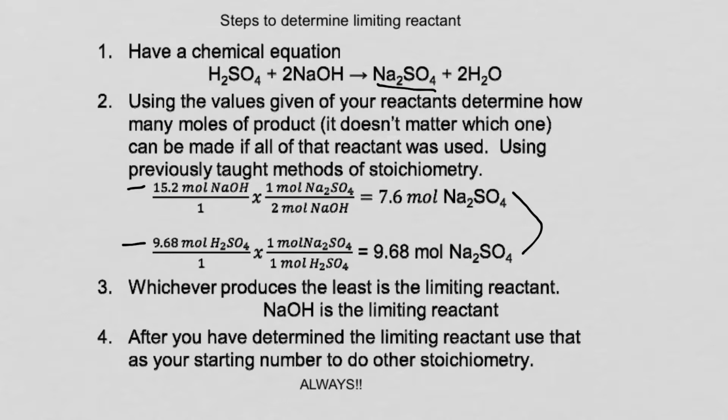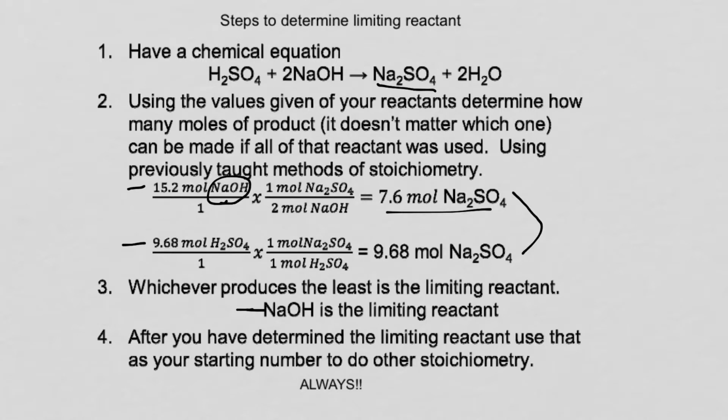So whichever produces the least is your limiting reactant, and that's key because that's the value you're going to use to do any other calculations after that, because your products are based solely on the fact that that runs out first. So we see NaOH runs out and produces the least. And it doesn't matter what the initial number is. You see there's 15.2 compared to 9.68 because they have different ratios. There's a lot of different things going on, so you're not going to be able to just look at it and know.